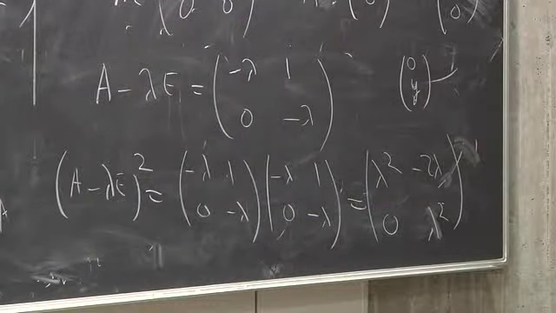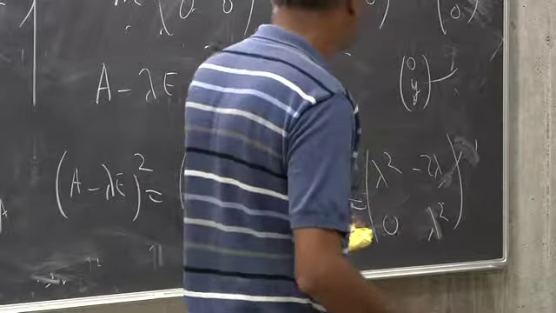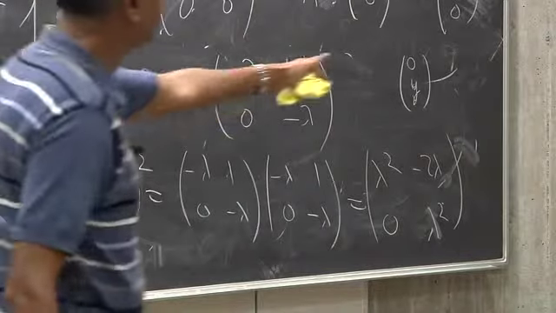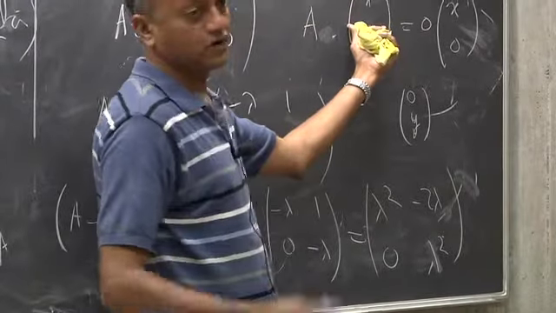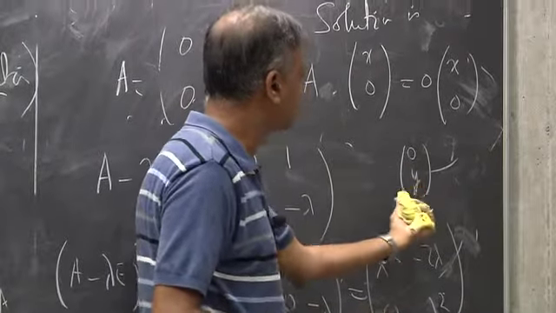Now notice that I want to apply this on a state of this type, 0 y. This was already a usual eigenvector, an ordinary eigenvector, but this state was missing.